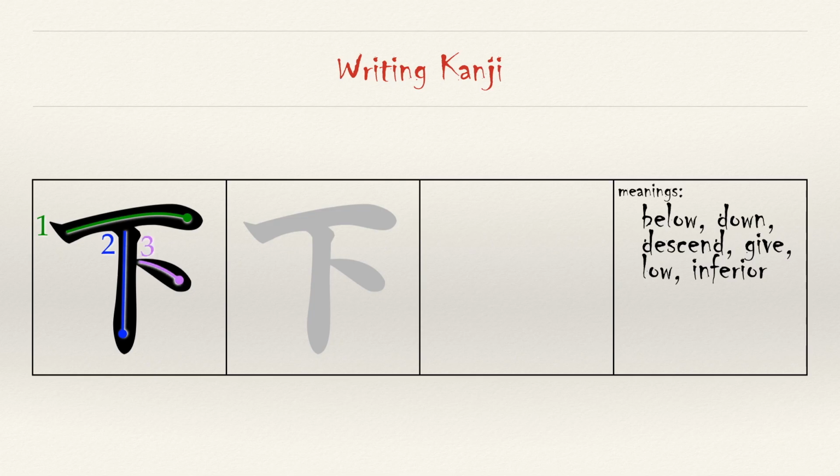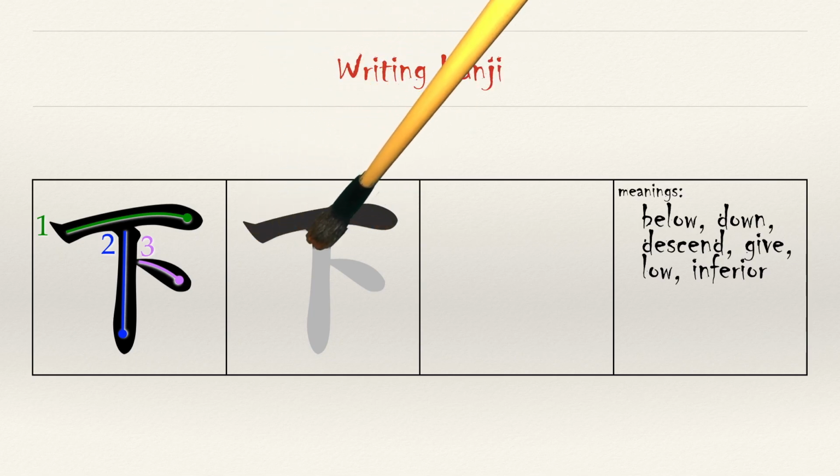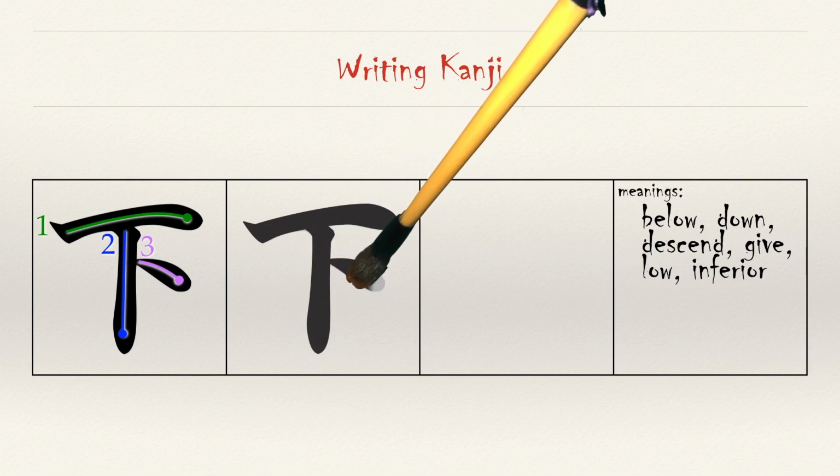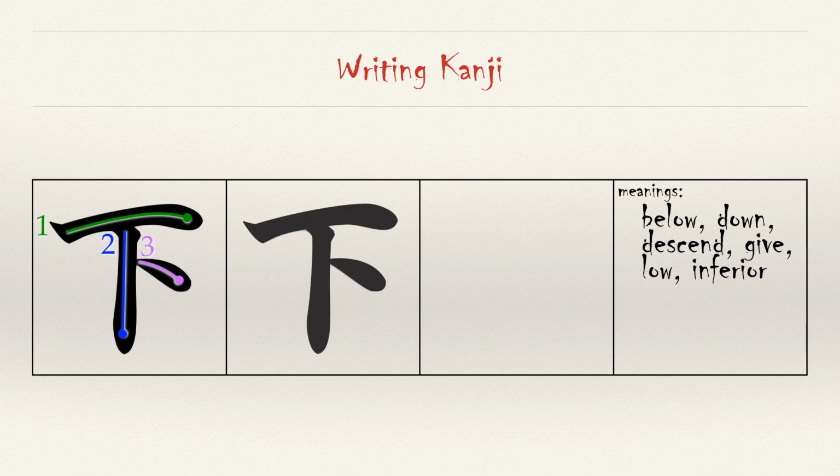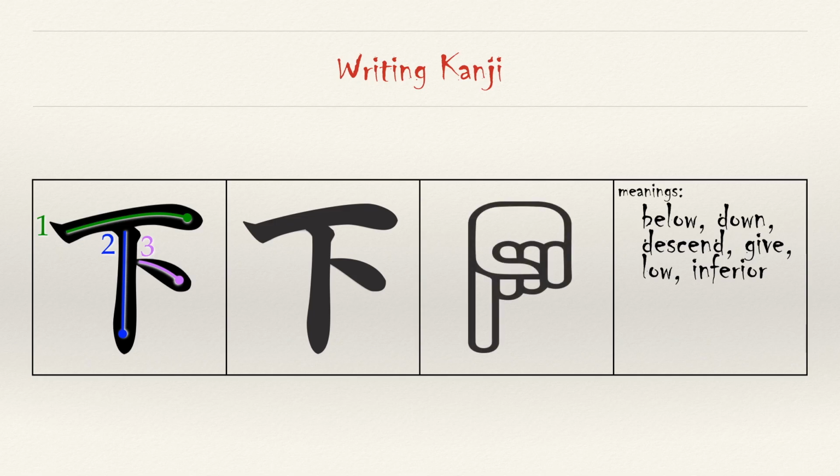Let's walk through this character together now. Strokes 1 and 2 form the capital T, and stroke 3 goes off to the right, usually angled slightly downward. Just like up or above, to remember this, just think about pointing a finger down. For this character, the on readings are ka and ge. There are a lot of kun readings. They include shita, kura, sa, shimo, moto, and o. This is actually the kanji used in kudasai.